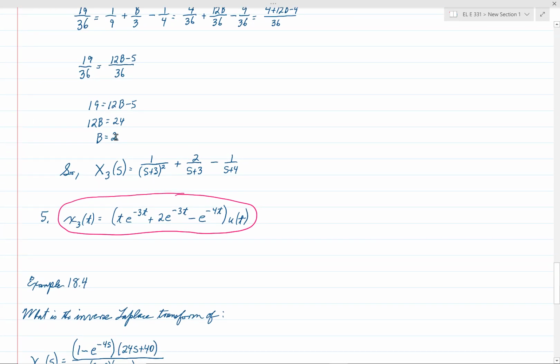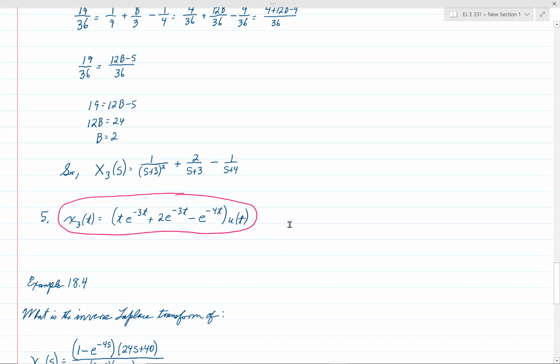And so substituting that in, then X3 of s is 1 over (s+3) squared, plus 2 over (s+3), minus 1 over (s+4). Each one of these terms is in your table, and so we have x3 of t is equal to t e to the minus 3t plus 2 e to the minus 3t minus e to the minus 4t, all multiplied by u of t.